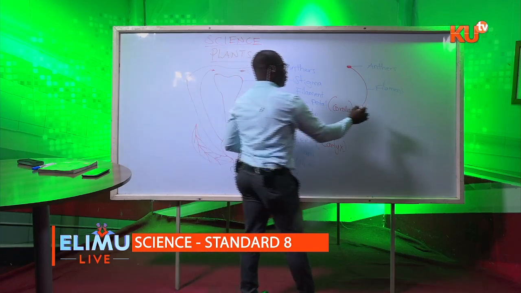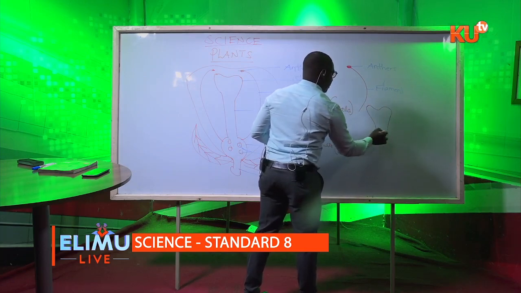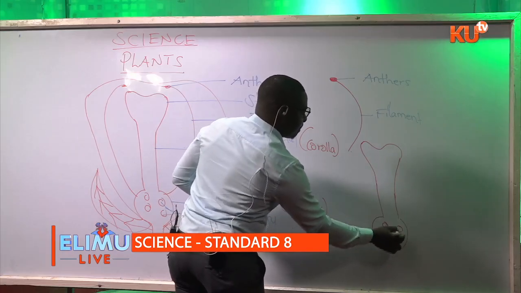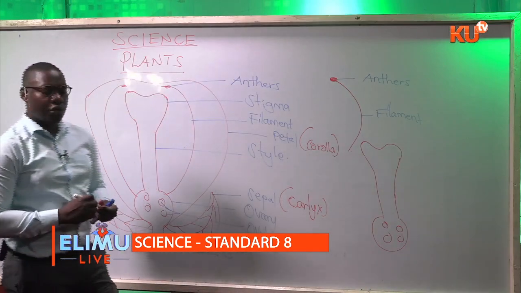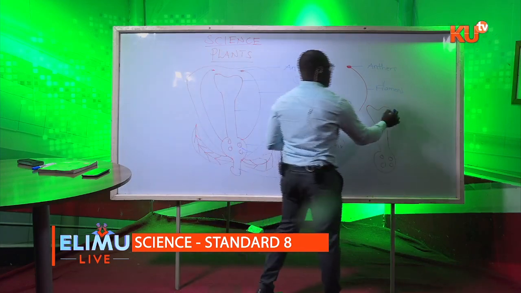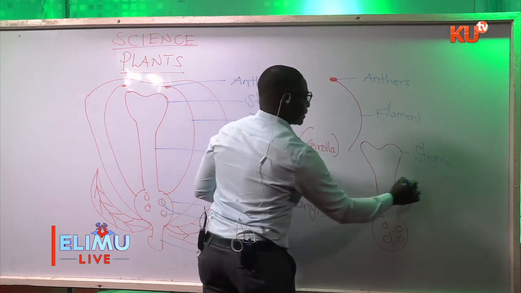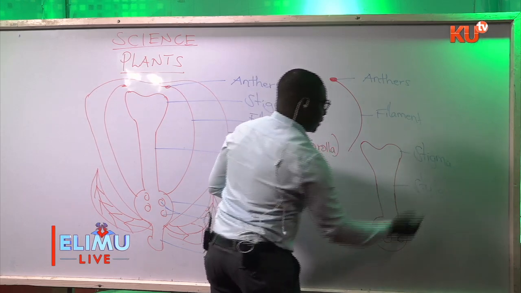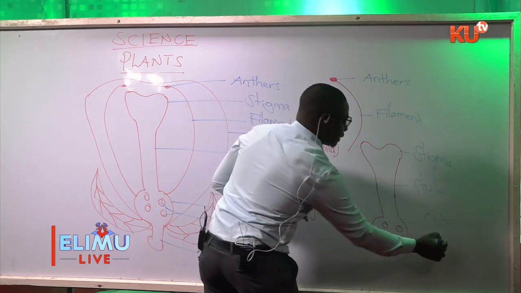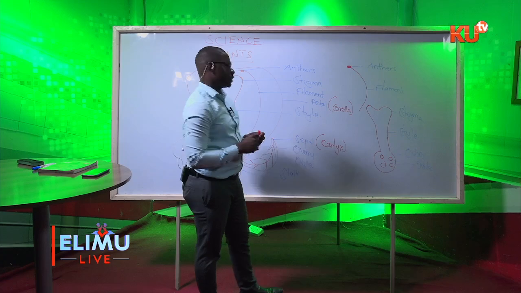When we come to draw the female parts of the flower, we draw the female parts only. The female part of the flower will be found at the center of the flower, inside the flower. The female parts of the flower give us the stigma, the style, the ovary, and finally the ovules. That forms the female parts of the flower.